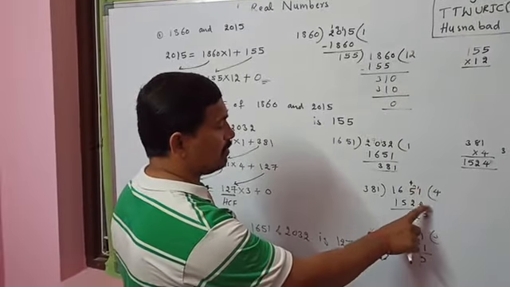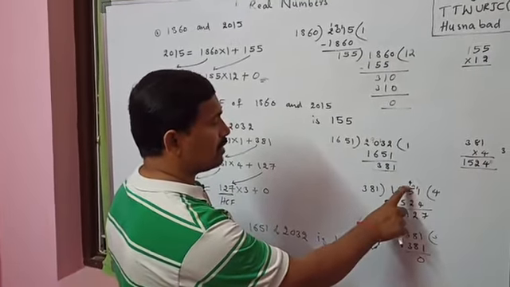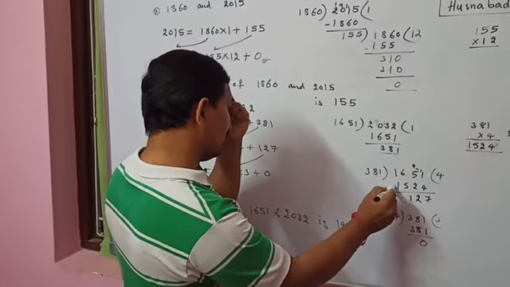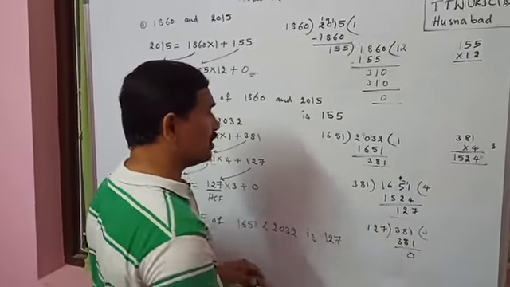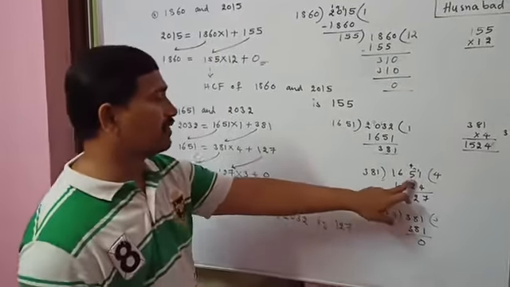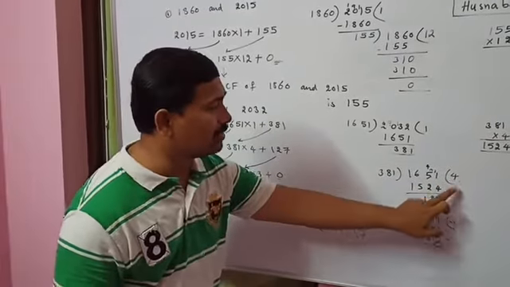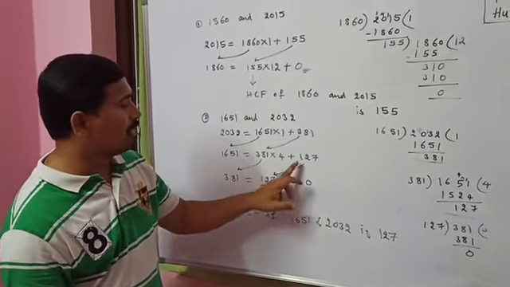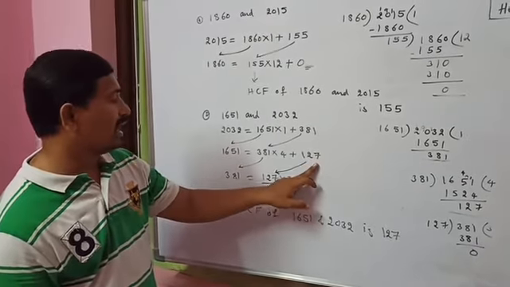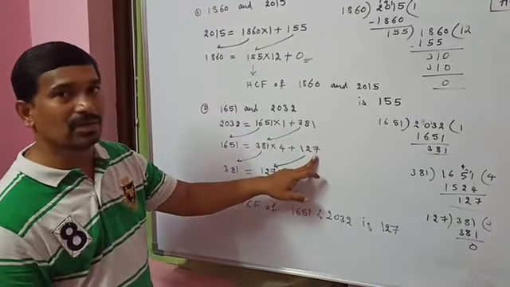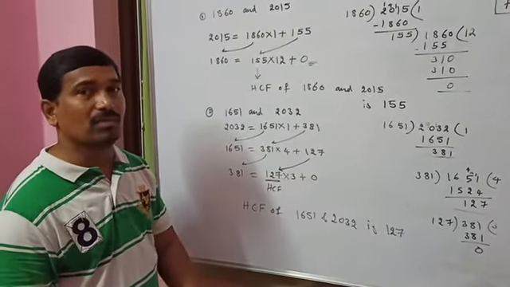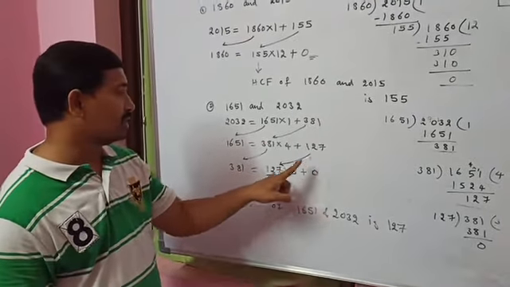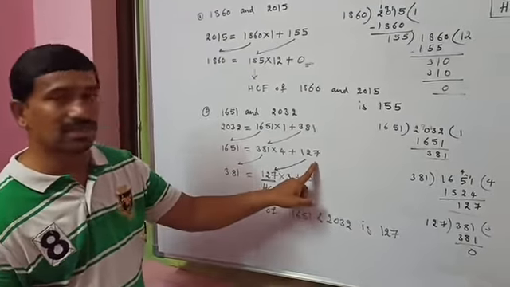So subtract. Carry forward 1. 11 minus 4, 7. Here 4, 4 minus 2, 2. 6 minus 5, 1. 1 minus 1, 0. So 1651 can be written as 381 into 4 plus 127. Again here we are not getting 0 remainder. Again follow one more division algorithm for 381 and 127. So divide 381 with 127.